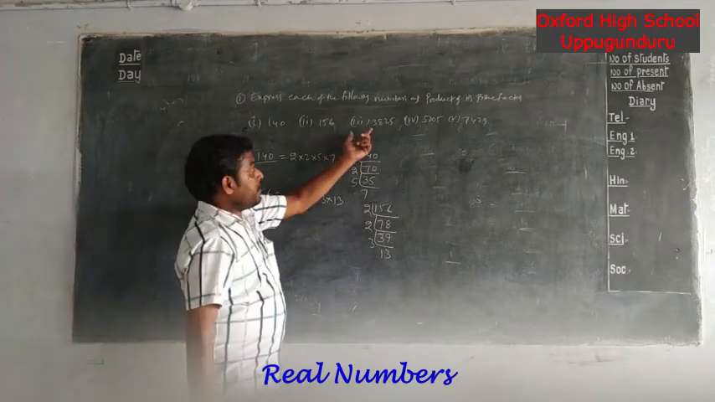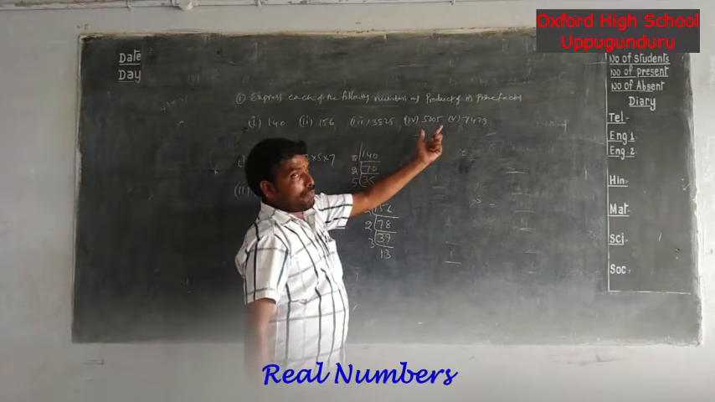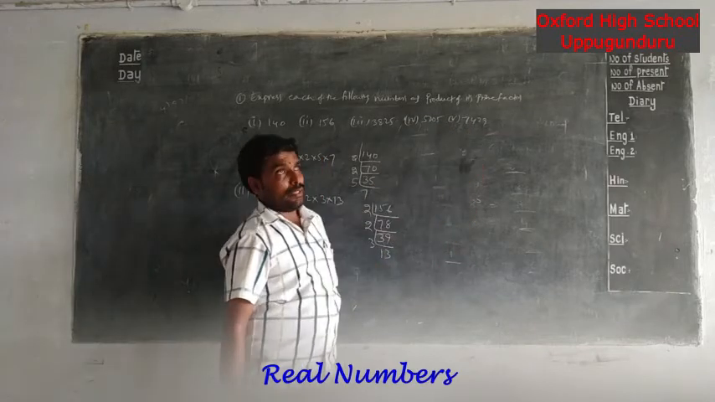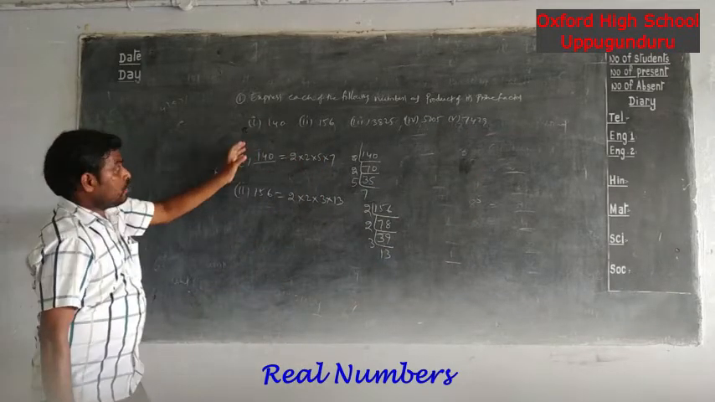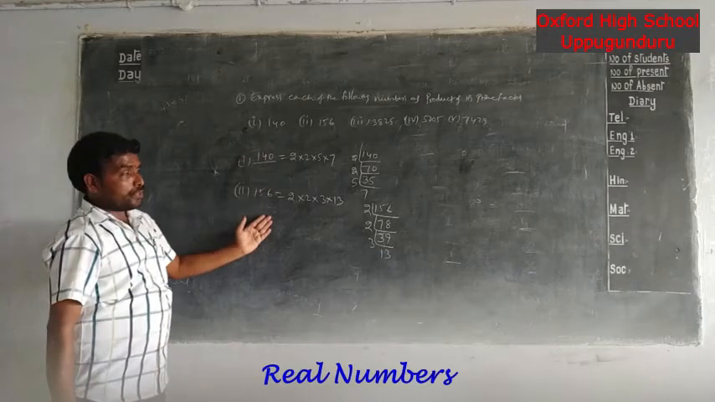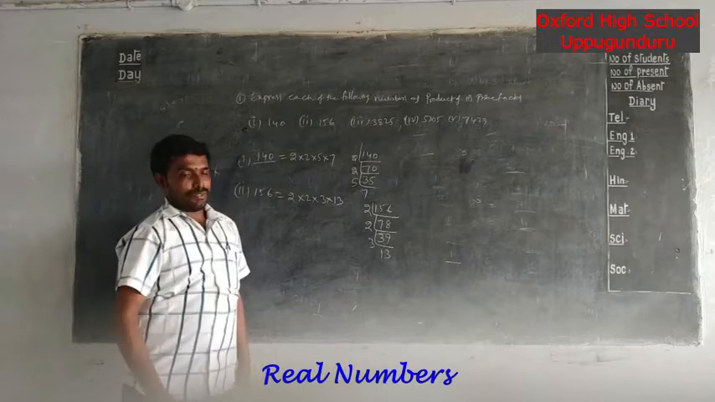So similarly you can do these three problems: 3825, 5005, 7429. So this is about first problem. In what way you are doing first and second problems, same way you have to do the remaining three problems also.